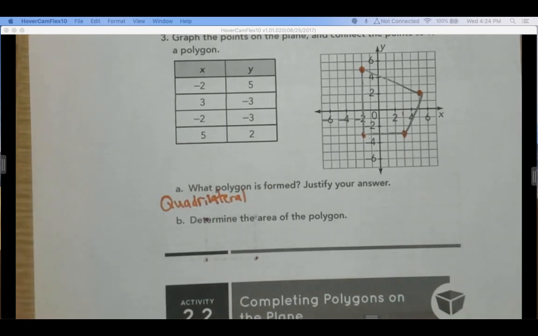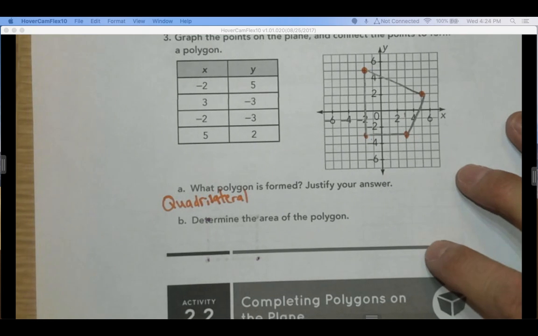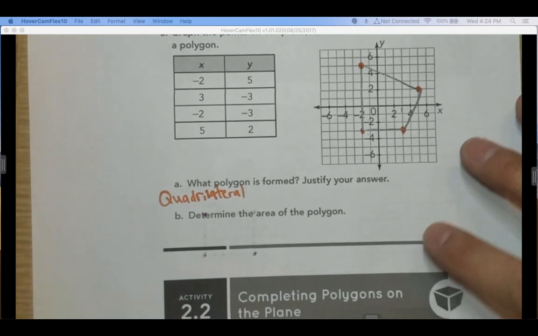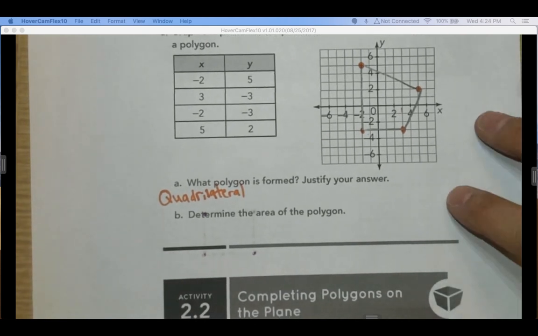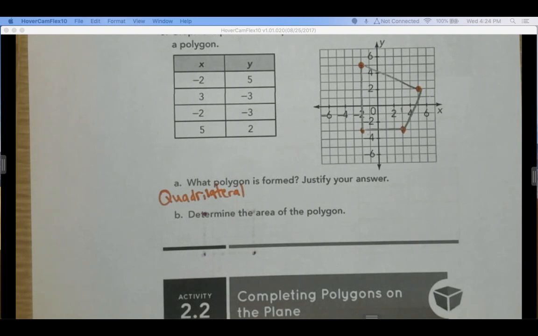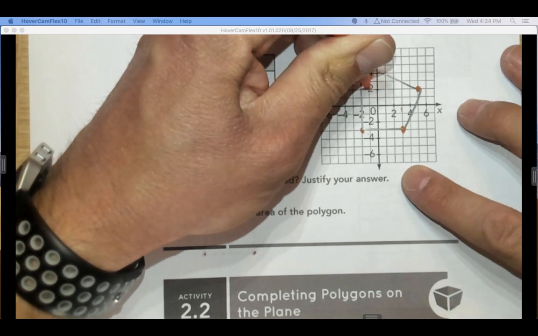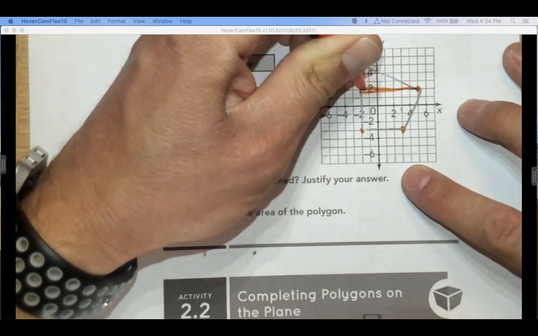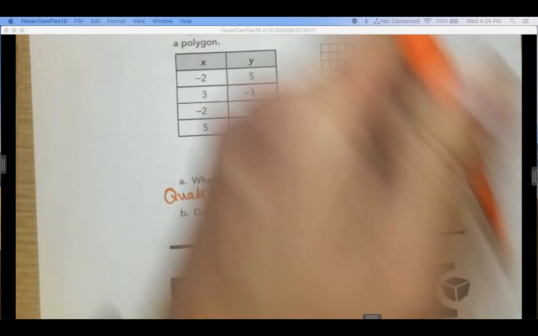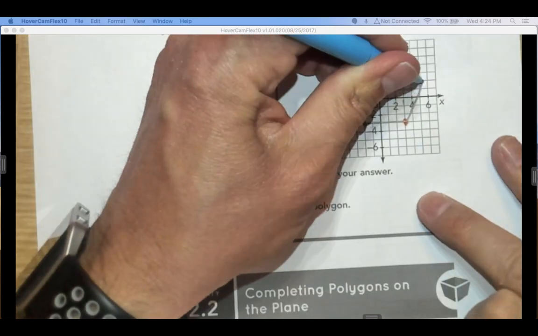4 sides. Okay. The area for this is a tricky thing. I have a couple of ideas of what I would do. But quite honestly, I would almost put it into 2 different shapes here. I would have this triangle on top, and then this trapezoid on the bottom.